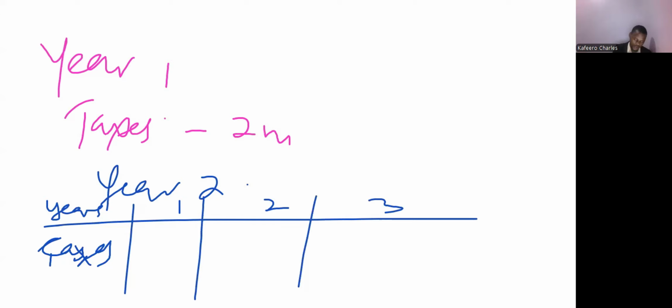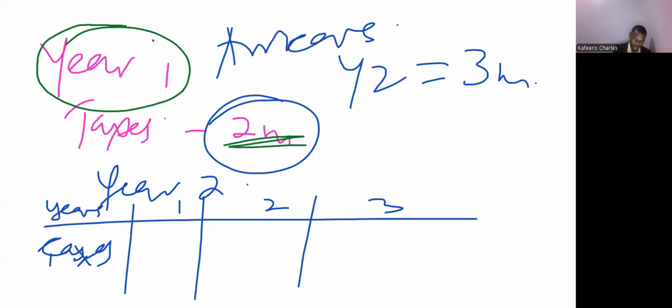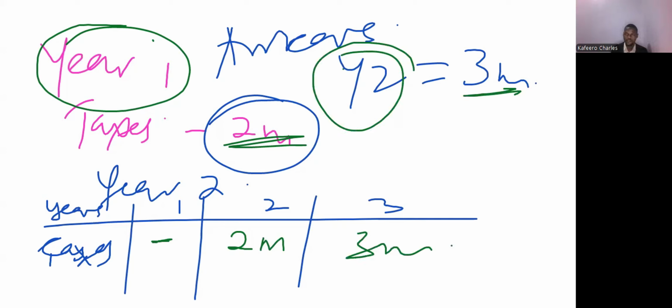If in year 1 you had 2 million, and in year 2 you had, let's say, 3 million, then if you are paying in arrears, the implication is that the tax for year 1, which is 2 million, is going to be paid in the second year, so it will be here as 2 million. Here we shall not be having anything. The taxes for year 2 will be paid in year 3, so we shall bring the 3 million here. That is the implication if taxes are paid in arrears. But now, if taxes are not paid in arrears, they are paid in that same period when cash flows are generated.